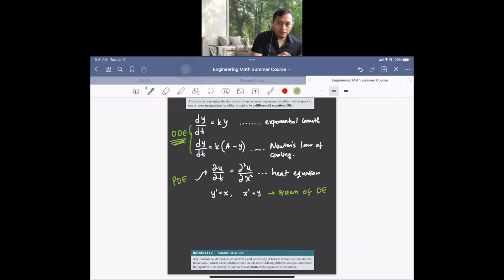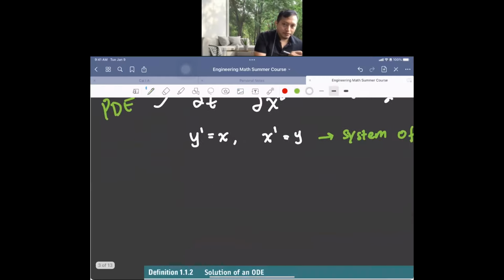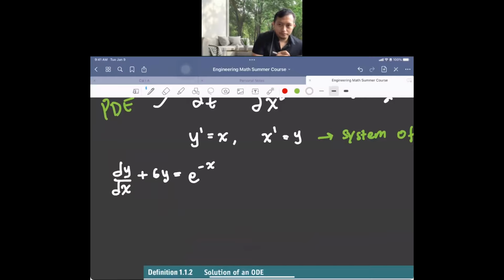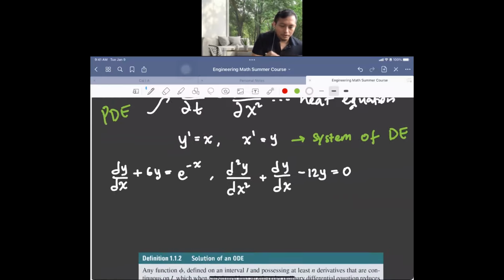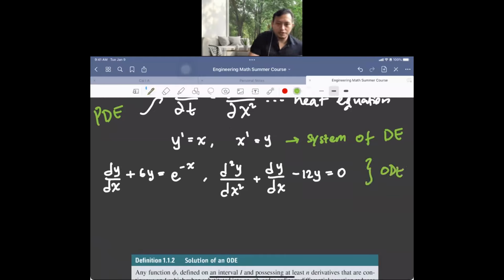Before we learn about solutions, let me give you an idea. Let me give you this example of equations. This is an example of what we have, just random equations for ordinary differential equations. This is an example of the ordinary differential equations.